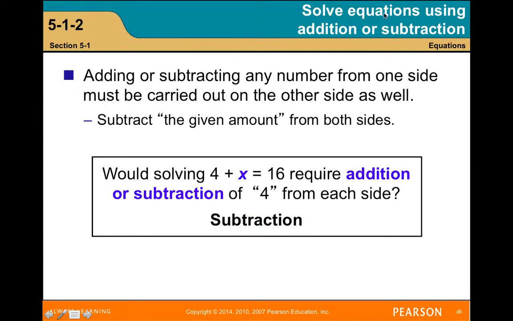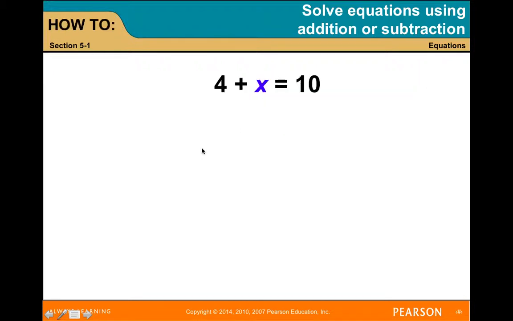Solving equations using addition or subtraction. Adding or subtracting any number from one side must be carried out on the other side as well. Subtract the given amount from both sides. Would solving 4 plus x equals 16 require addition or subtraction of 4 from each side? And it would require subtraction. So then what you would do to get the x on its own is to subtract 4 and then subtract 4, and then 16 minus 4 is 12, and that should be your answer.